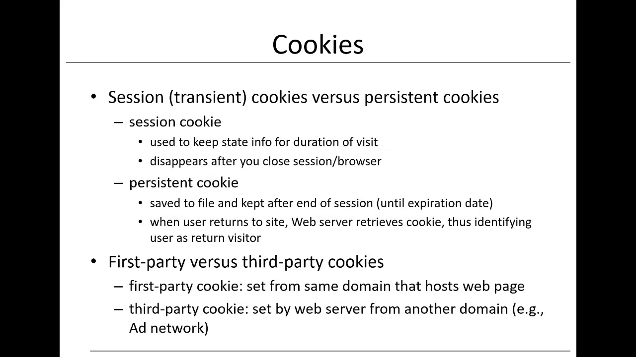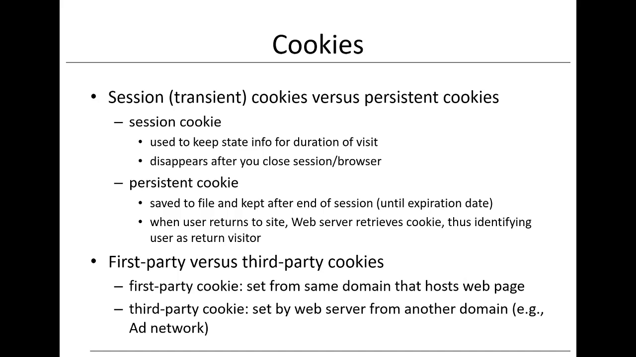Various types of cookies exist. The first distinction is between session or transient cookies versus persistent cookies. A session cookie is only used to keep state information for the duration of a visit or session. It will automatically disappear after you close the visit or session or browser. A persistent cookie is saved to a file and kept after the end of the session until a specified expiration date. When the user returns to the site, the web server will retrieve the persistent cookie and thus be able to identify the user as a return visitor.